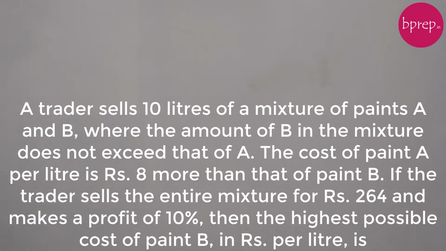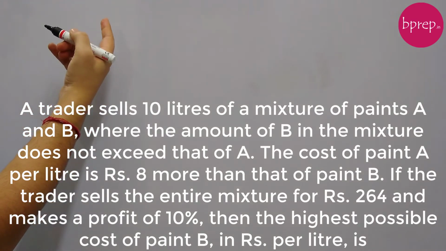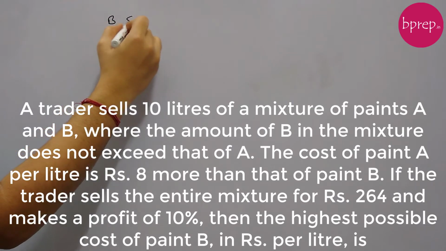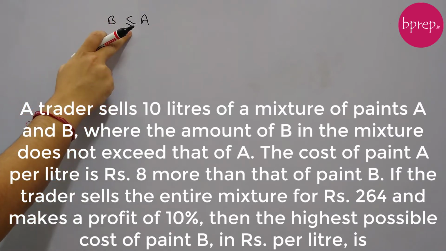A trader sells 10 liters of a mixture of paints A and B, where the amount of B in the mixture does not exceed that of A. So there are two liquids, and the amount of B does not exceed that of A. It means B is always less than or equal to A. B does not exceed A, but it can be less than or equal to A.